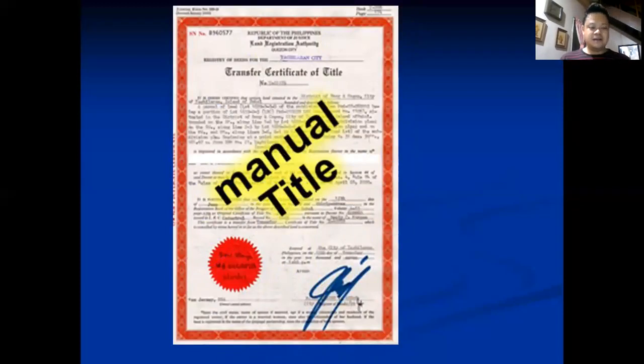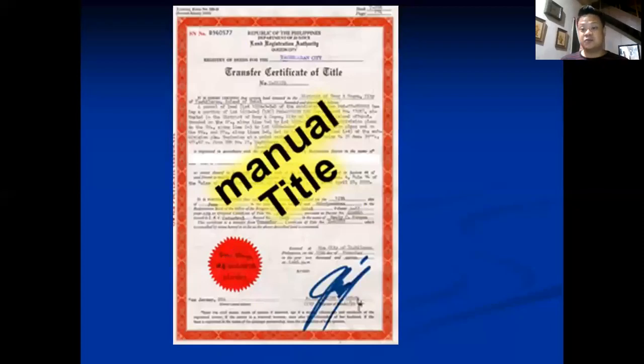Recently, LRA and the ROD came out with a notice that all title holders must ensure that their titles are already in the system. Because for some reason, the LRA has already come up, I think, malapit na siya mag 100% na fully computerized na lahat. Now, it doesn't mean that the manual titles will be replaced. It just means that we are all encouraged to check if our titles are indeed already part of the computerization process. How do we do that?